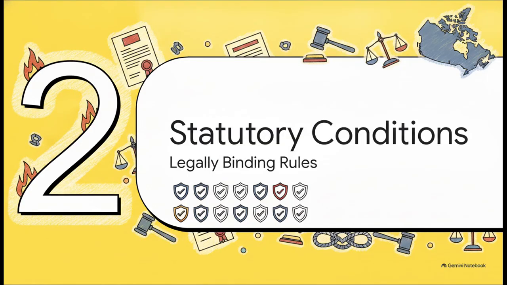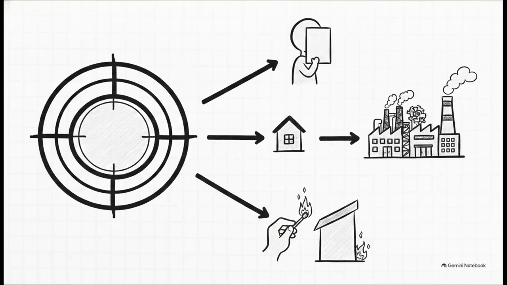Moving on to Section 2, the statutory conditions. These are the standardized, legally binding rules printed on every single fire insurance policy. Now, while all 15 conditions matter, test writers are honestly obsessed with a few specific areas. You've got to know what happens if someone lies on an application. That's misrepresentation. You need to understand the fallout of fraud during a claim, and of course, the rules of appraisal for when the two sides just can't agree on a payout.